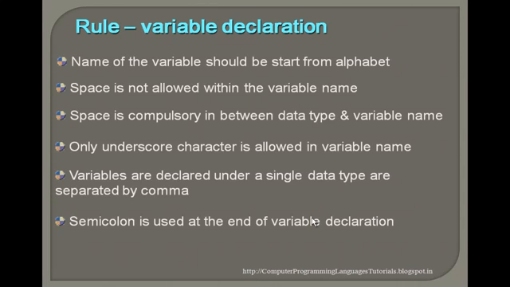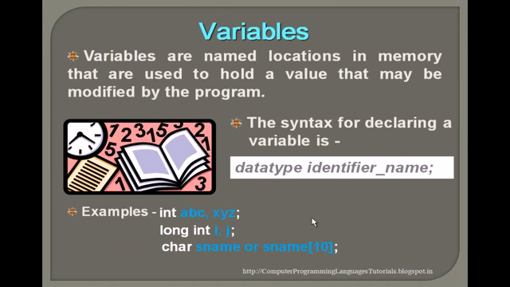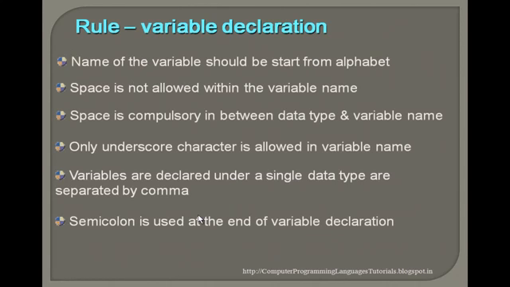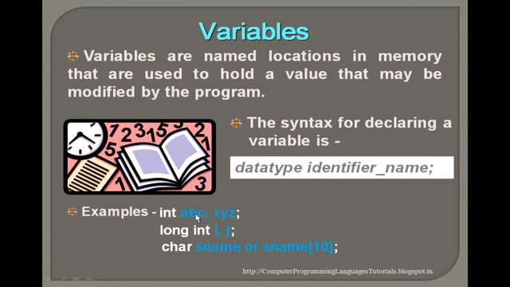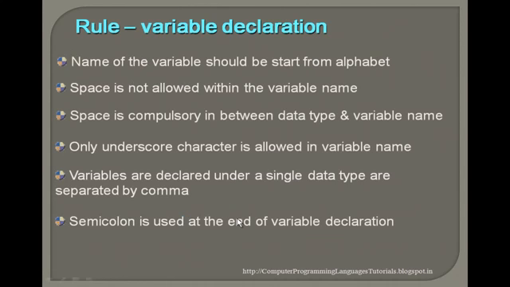But space is compulsory in between the data type and the variable name. As we see here, there is a space between the data type and the variable name. Underscore character is allowed; not dash, not dot, not any other character is allowed while declaring a variable. Variables declared under a single type are separated by commas. Here you can declare many integer variables, but separation is done by commas, and the termination is done by a semicolon. Semicolon is used at the end of the variable declaration.